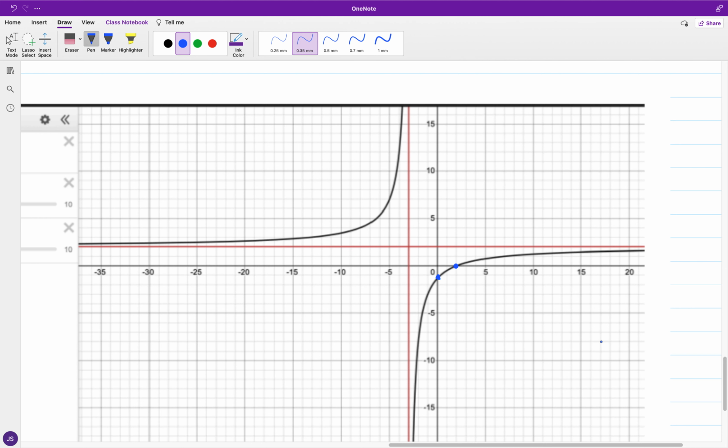So I did the x-intercept incorrectly, and that's why it didn't work. Oh, okay. But yeah, I had another question.